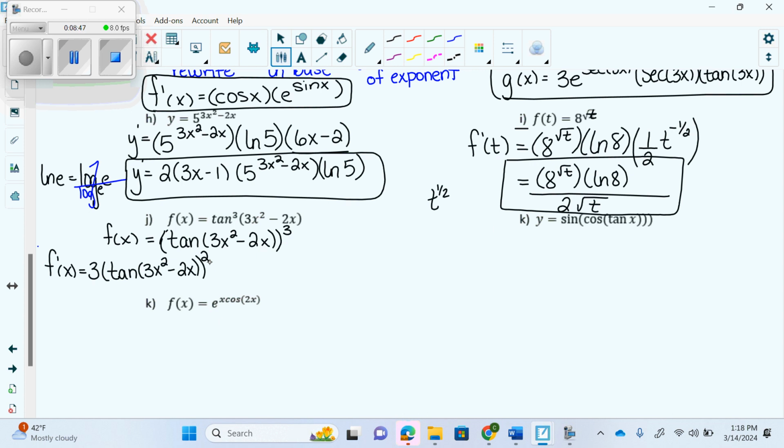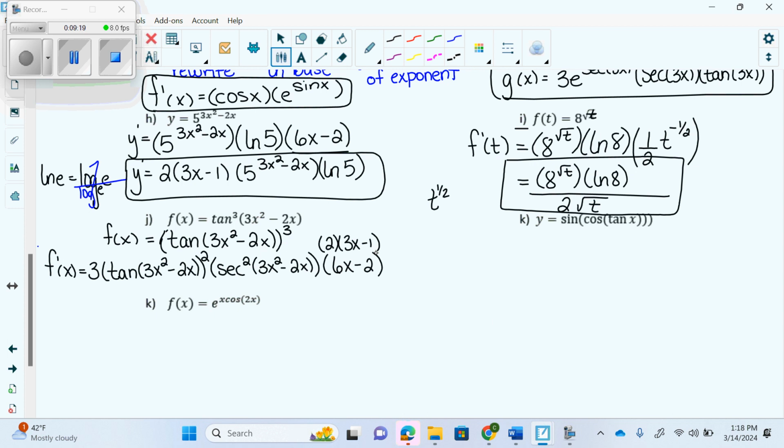Now we do the inside brackets. What's the derivative of tan? Secant squared x. So my x happens to be 3x squared minus 2x. Am I done? What do I need to do next? 6x minus 2. So the 6x minus 2 will often come to the front because the 6x minus 2 actually breaks down into 2 times 3x minus 1, right?